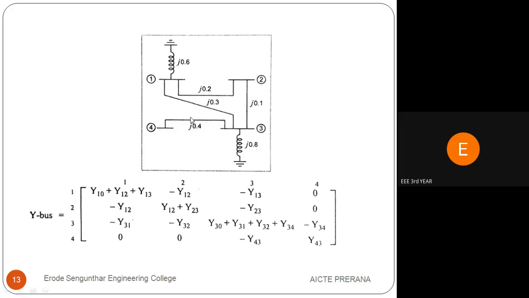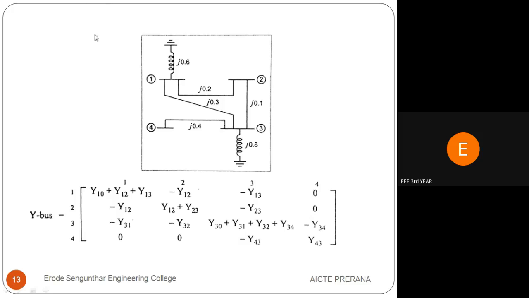Next, consider the third bus. In that bus, we can write Y13, there is only one element, and minus Y32, there is also only one element, and Y33. In Y33, totally 1, 2, 3, 4 elements are available. So we have to consider those 4 elements, that is Y30 plus Y13 plus Y32 plus Y34. And Y34 has one element, so minus Y34.